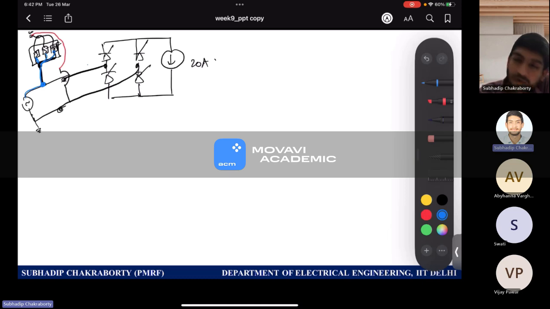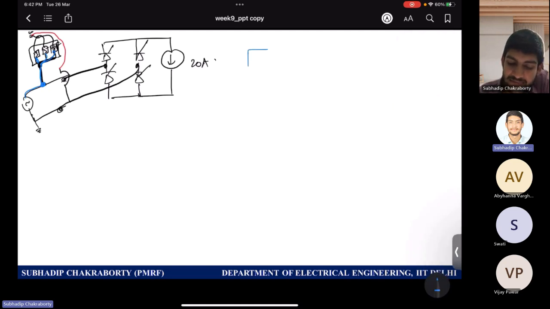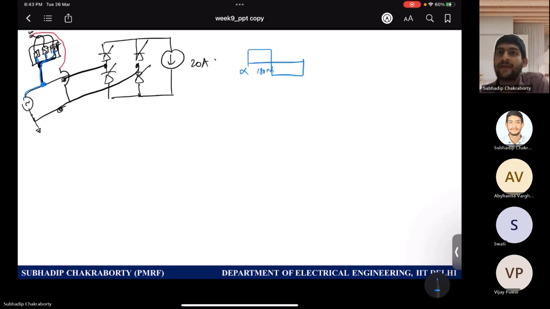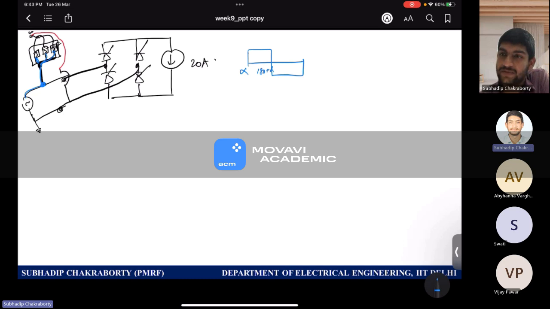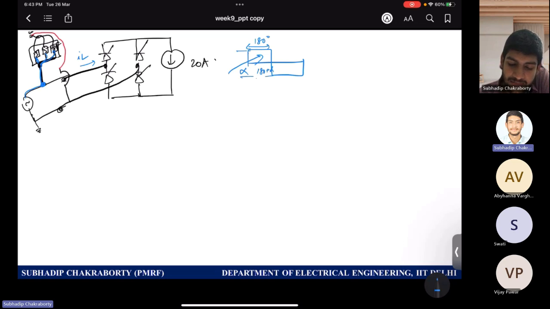The harmonics, obviously, of a single phase thyristor bridge converter with 20 ampere DC will draw pulsating, square wave current. You know this already. From alpha to 180 plus alpha, those currents will be drawn because you are triggering at alpha, where alpha is 45 degrees. This type of square wave you will see at the input side. This is the IL at the AC side, with peak plus 20 and minus 20.